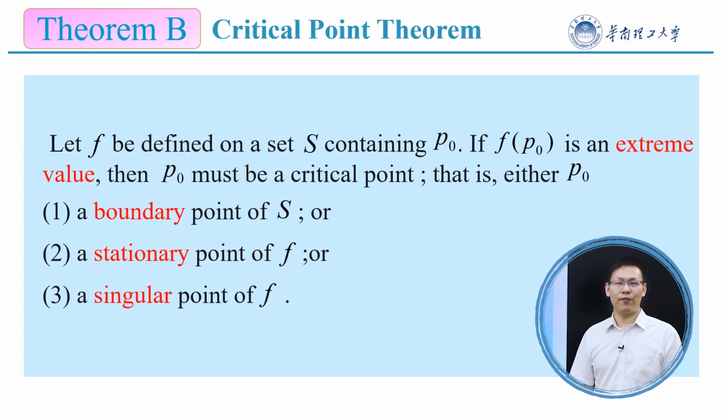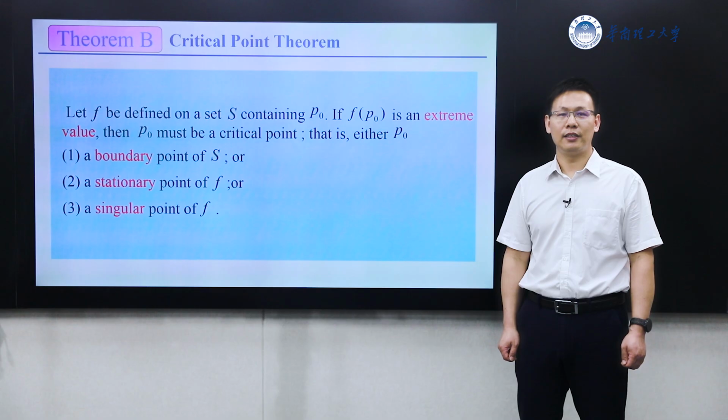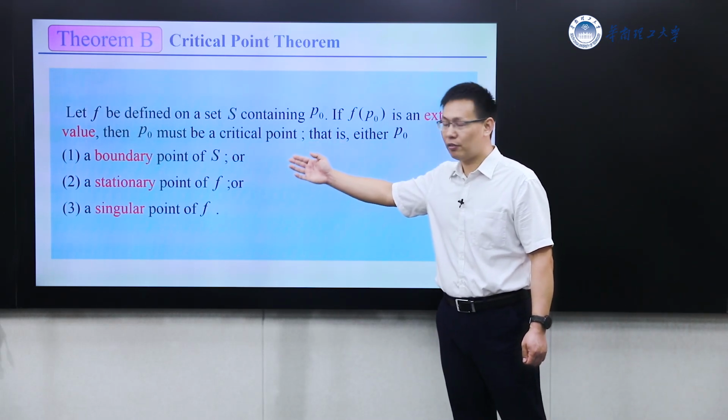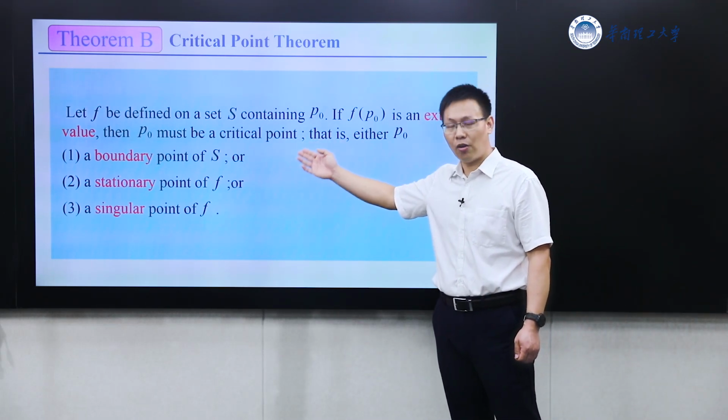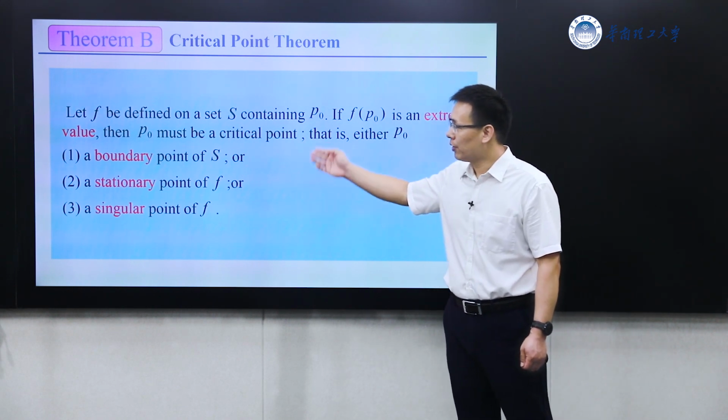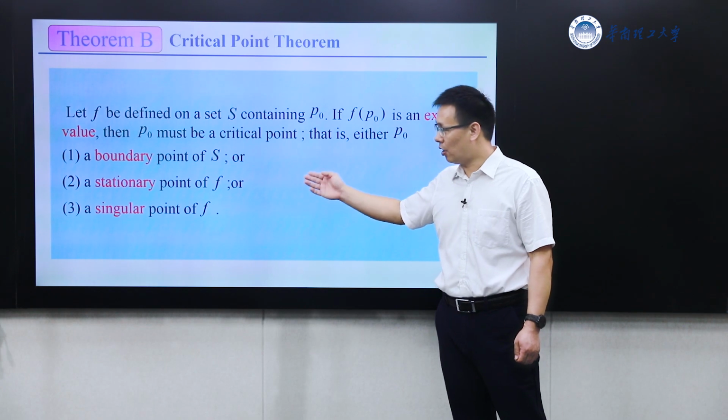Next, we give the necessary conditions of extreme value, the critical point theorem. Let f be defined on a set containing p0. If f(p0) is an extreme value, then p0 must be a critical point. That is, either p0 is a boundary point of S, or a stationary point of f, or a singular point of f.